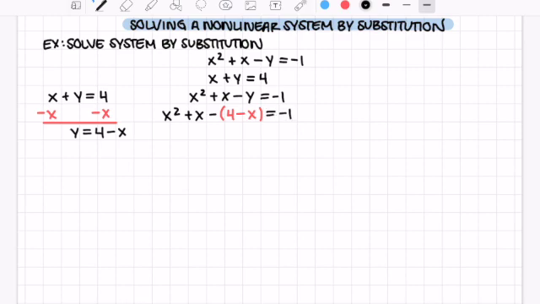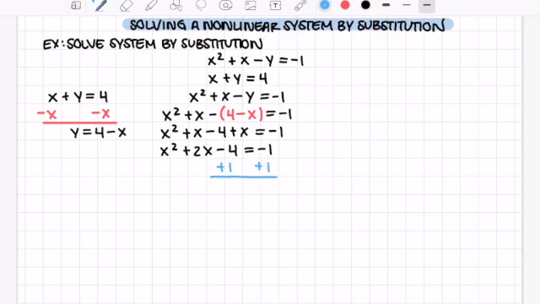Then I just need to start simplifying. So x to the power 2 plus x minus 4 plus x equals negative 1. And then I get here x to the power 2 plus 2x minus 4 equaling negative 1. And then I could also add 1 to both sides. And if I do that, I'm left with x to the power 2 plus 2x minus 3 equaling 0.